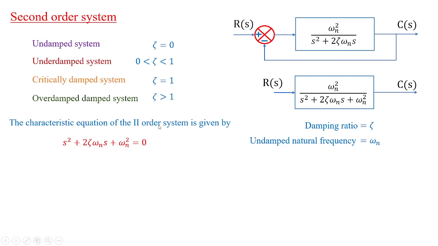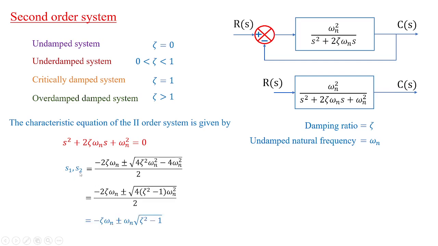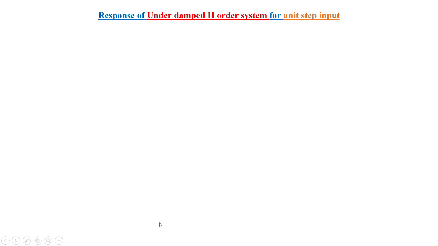Now, the characteristic equation for second order system is given by s square plus 2 zeta omega n s plus omega n square. Now, this particular equation can be solved in terms of its roots s1, s2 with the standard formula of minus b plus or minus under root of b square minus 4ac by 2 into a. With this, I'm going to get the value of s1, s2, which is given by this particular equation, which is minus zeta omega n plus or minus omega n under root of zeta square minus 1.